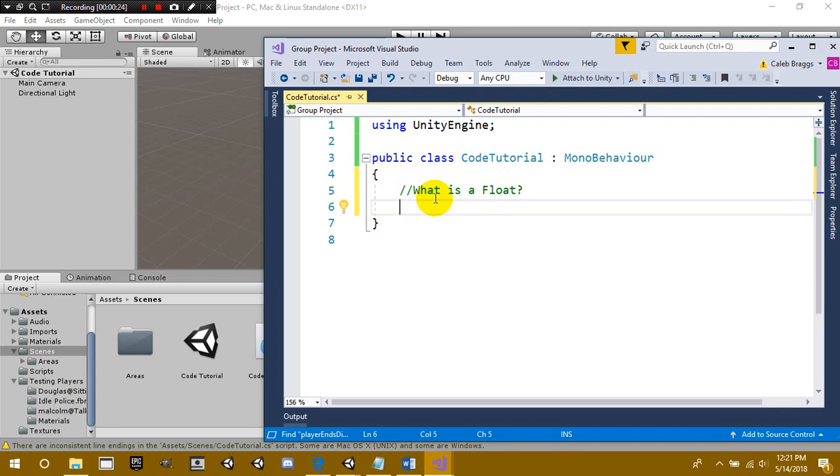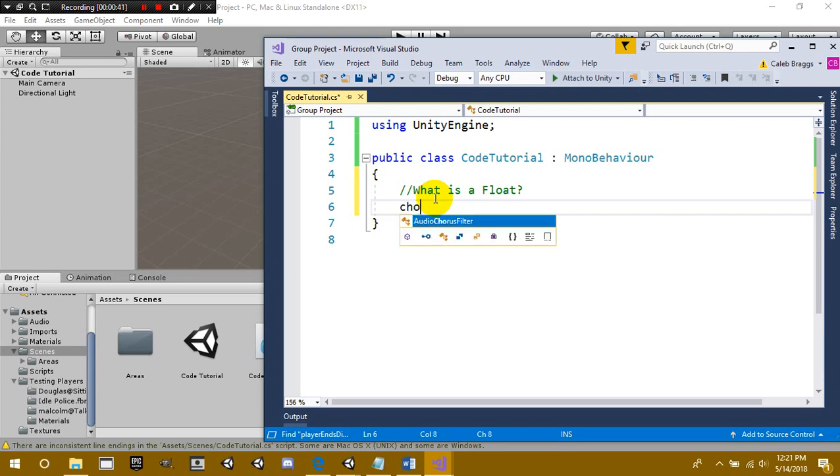So, a float is essentially a decimal. It's a fraction, to where it could be a whole number, but it could also be part of a number. So if you're still in grade school, and you don't understand what a fraction or a decimal is, let me go and explain it a little bit more in detail.